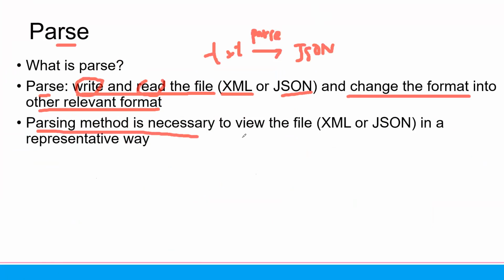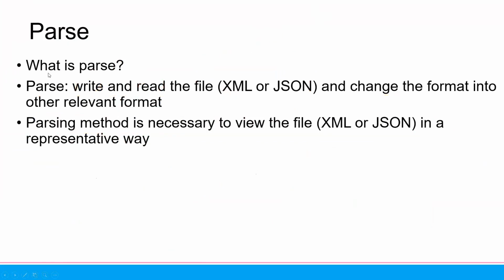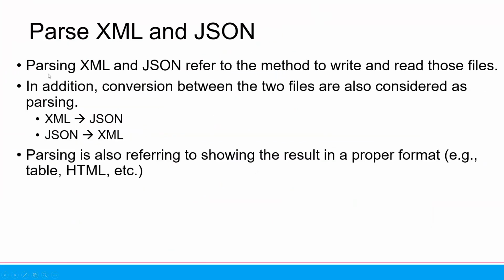So the parsing method is necessary to view the file in a representative way. Parsing XML and JSON refers to the method to write and read those files. In addition, conversion between two files is also considered parsing. So we learn about XML, we learn about JSON, and we know some websites can do the parsing. Parsing also refers to showing the result in a proper format. So you can also parse the JSON to a table. You can parse the data into HTML. We can also say that it is parse.